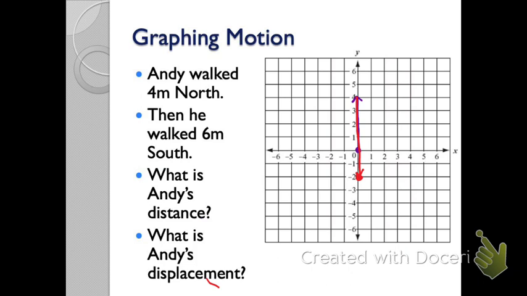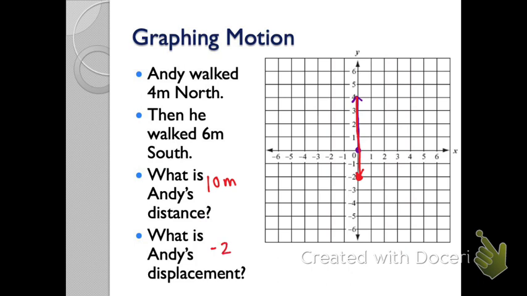Okay, so what is his total distance? What do you think? 10 meters. I would agree. We're just adding those two together. But what is his displacement? Is it still going to be 10? No, it's not going to be 10. It's not just 2. It's -2.